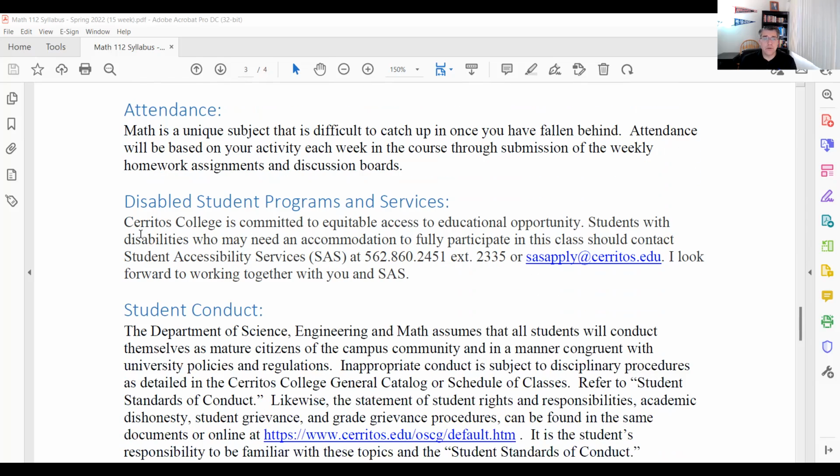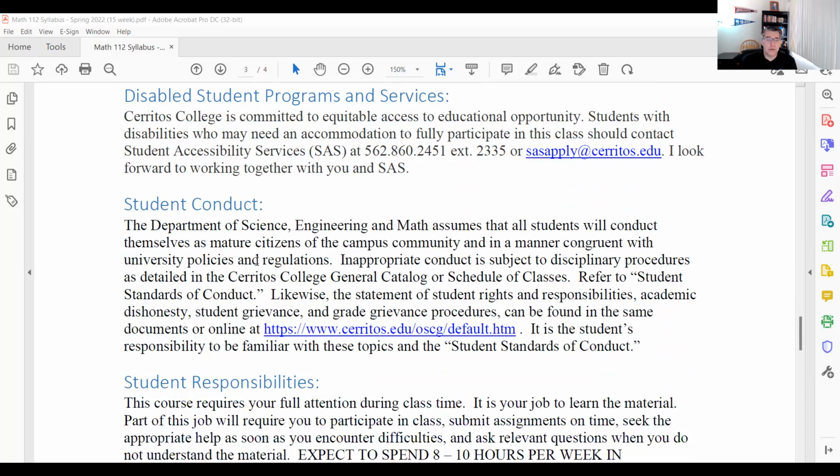Disabled Students Programs and Services. Cerritos College is committed to equitable access to education opportunities. Students with disabilities who may need an accommodation to fully participate in the class should contact SAS. I look forward to working together with you and SAS.